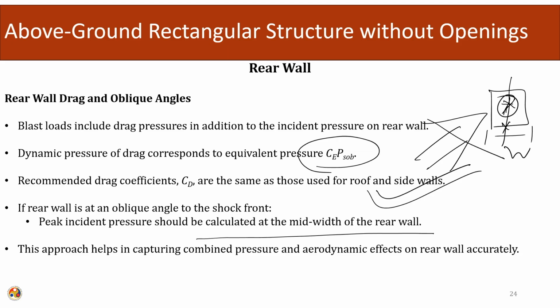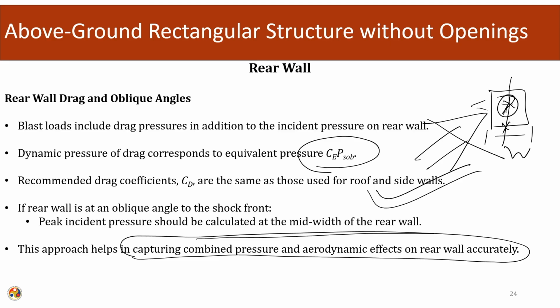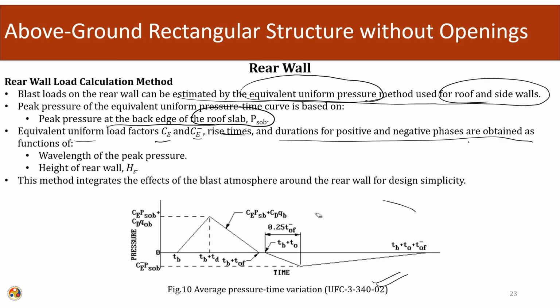This approach is helping capture the combined pressure and the aerodynamic effect on the rear wall accurately. If we move to any edges, then what might happen is that any of the components can be underestimated. So, to estimate those two quantities accurately, we calculate all these quantities at the mid width. So, both the components, the incident and the drag components, are calculated at the mid width.